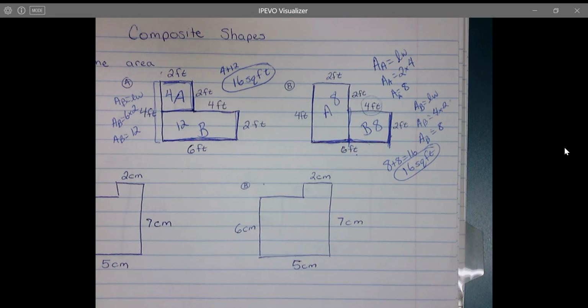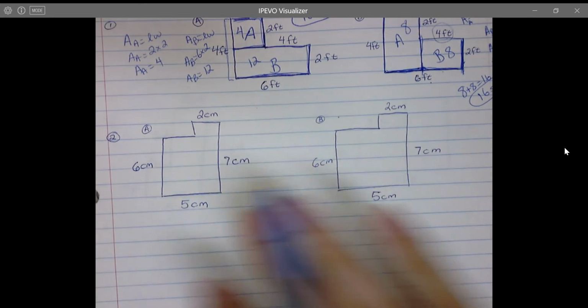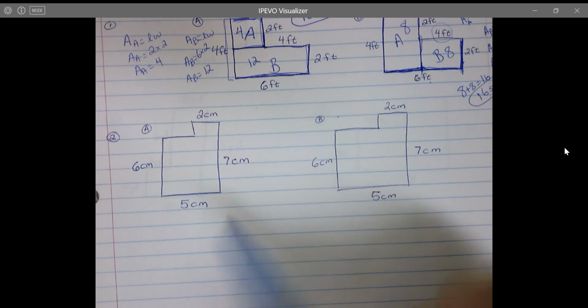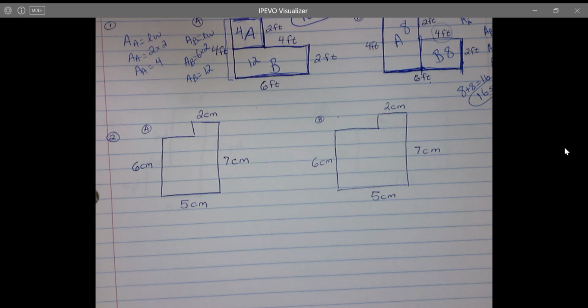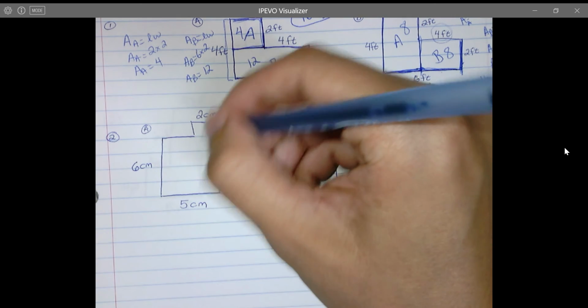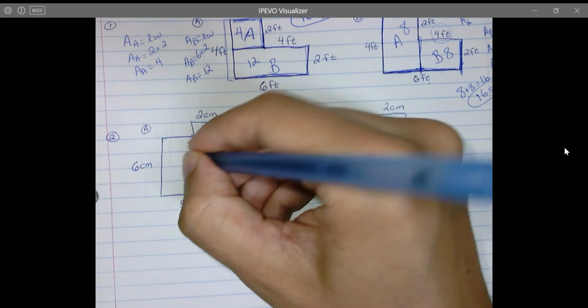So let's do one more. Well, I guess 2 more because it's the same shape, same dimensions, but this time it may be a little more difficult. We may have to try to figure out some lengths and widths. We should have enough information though. So I'm going to decompose. Again, I could go horizontally or vertically. First one I'll go horizontally and I'll say A and B.